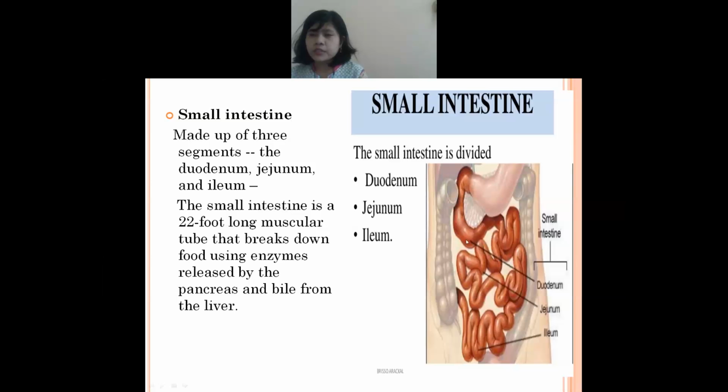Okay, and in the duodenum, what will you see? That is the first part of the small intestine. You will see that they will continuously break down the food. Okay, and in the second and the third one, that is the jejunum and the ileum, you will see that they will absorb all the nutrients and supply them into your bloodstream. Okay, so shall we move to the next part?